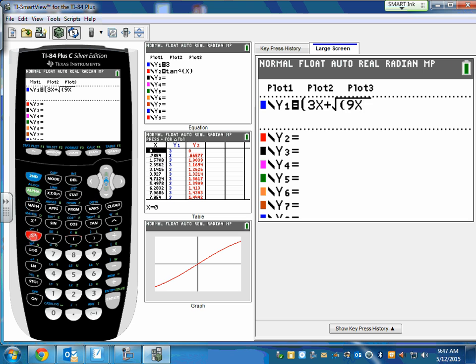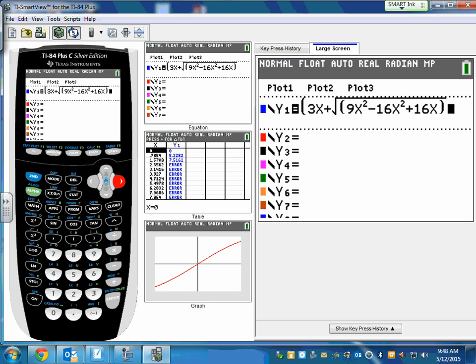9x squared minus 16x squared, and I could have added that together, but I didn't, plus 16x. And then when you're done under the radical, you have to close the parenthesis. But you also have to close the numerator to say, hey, this is everything that's in the top, so you got to close another parenthesis.